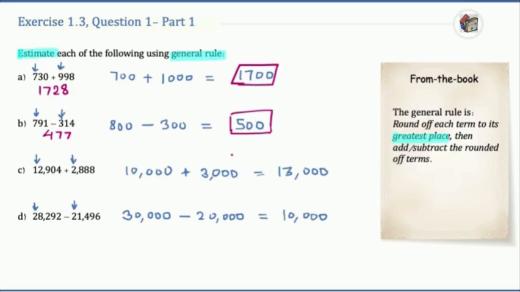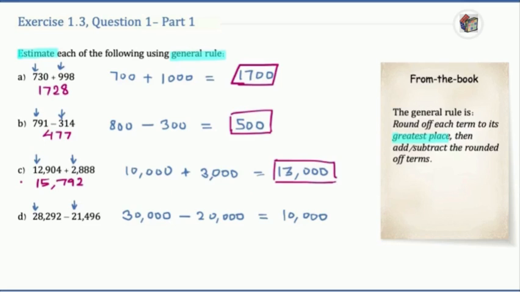Next one is 12,904 and you're adding 2,888. When you do the exact calculations, you get 15,792. Now your answer is 13,000. You might feel it is quite far away from this one. It's almost 2,700 away, even more than that. But this is the best estimate we could get for this one because we rounded it off to the greatest place.